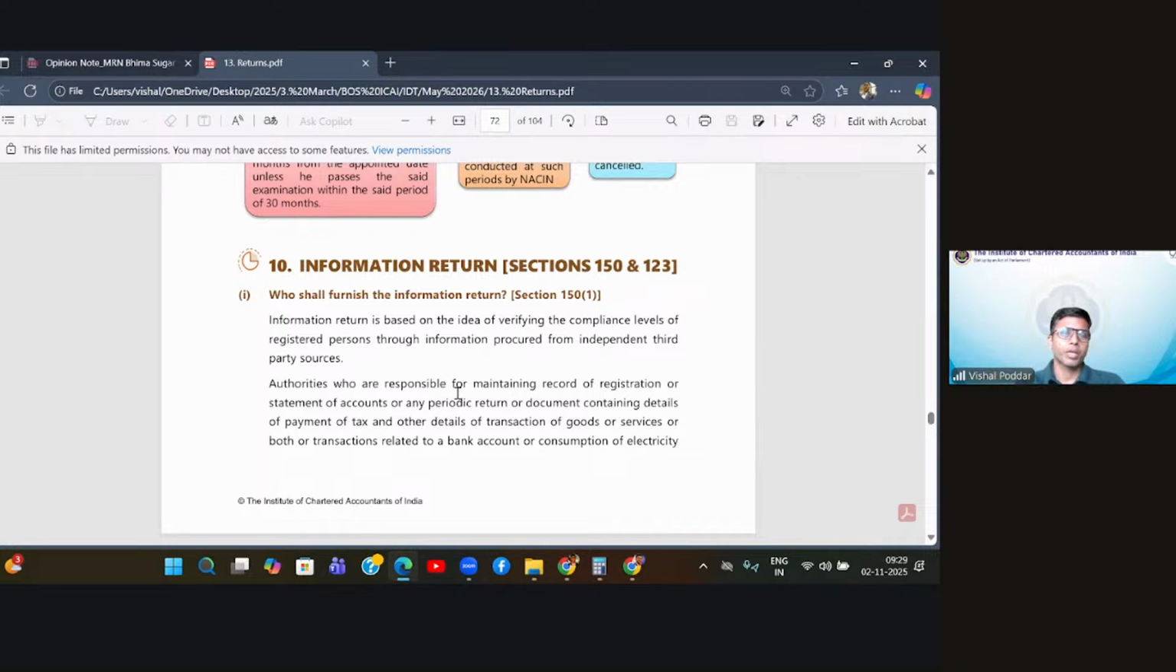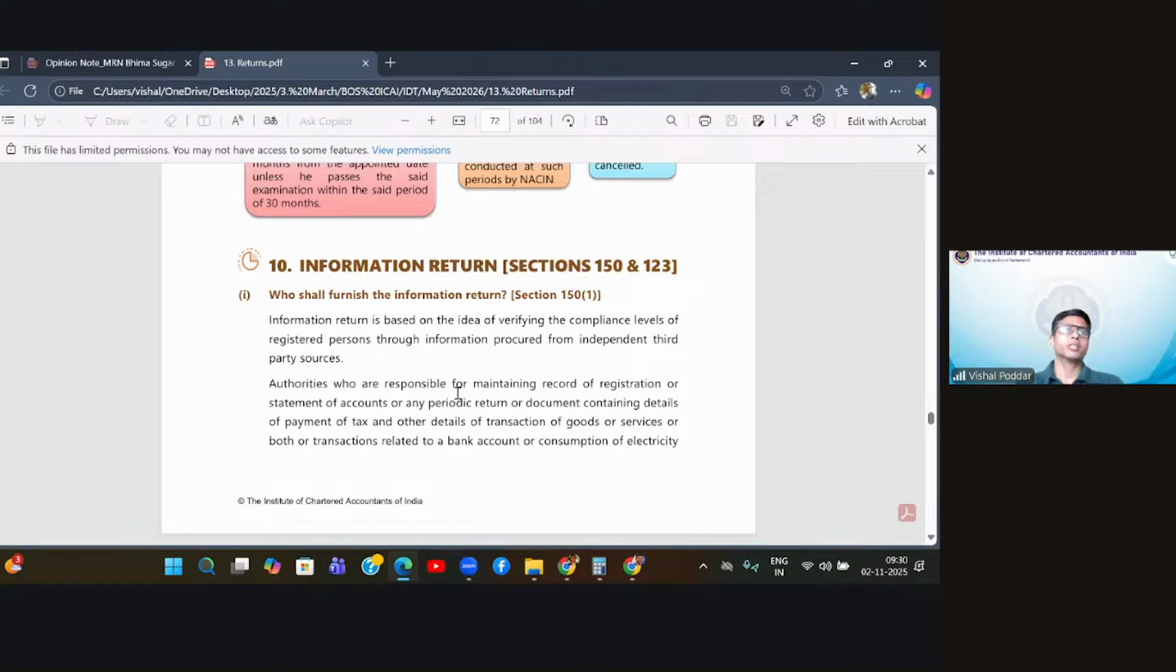However, now because we have so much technology and so much information in the public domain, the government felt the need, why not connect it with our portal so that we have an inbuilt cross-check mechanism. That was the thought process behind bringing in the concept of AIS and TIS.